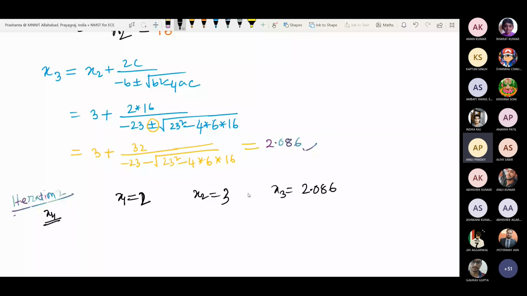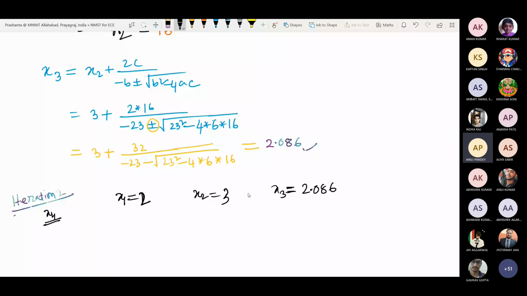Sir, you got the answer, but I was saying approximately 2.1 it will come. Okay, you are saying the same. If you are using a calculator, at least keep 3-4 digits after the decimal. It is 2.08679. Okay, fine. So in iteration 2, the previous three values will be used.